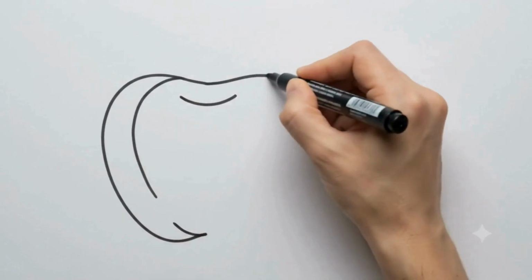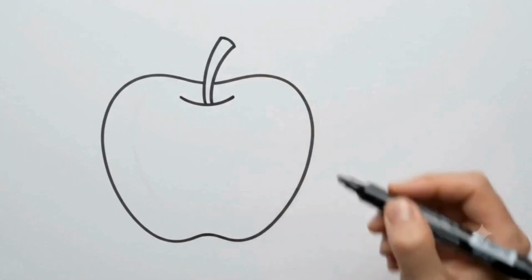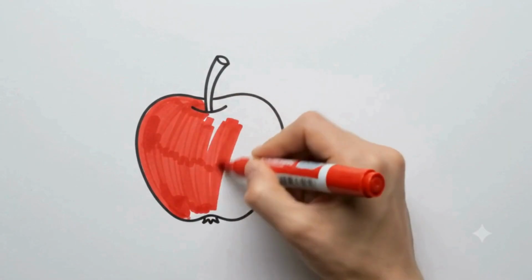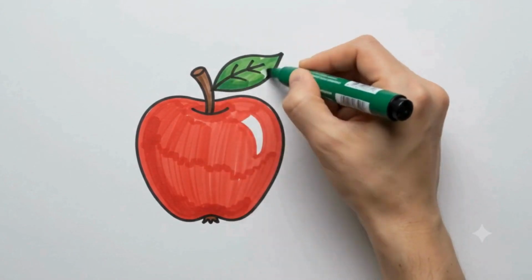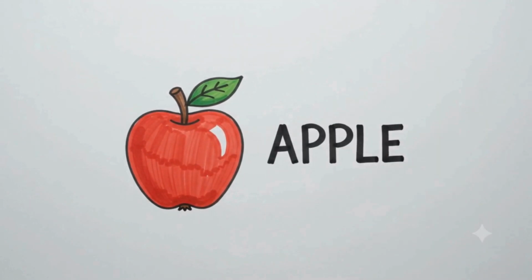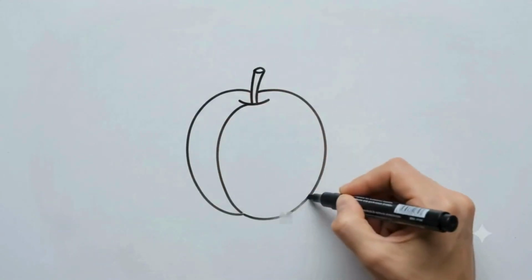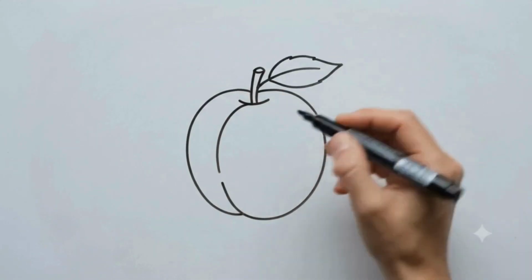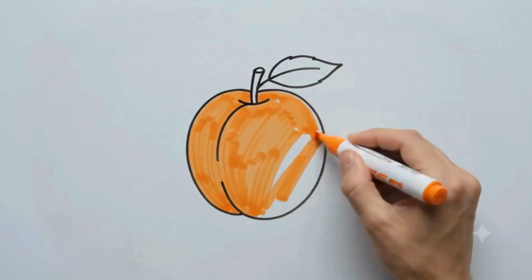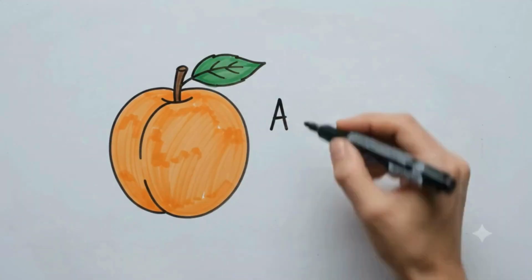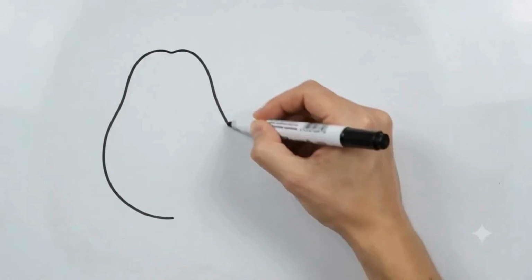Apple is red in color. Apricot is orange in color.